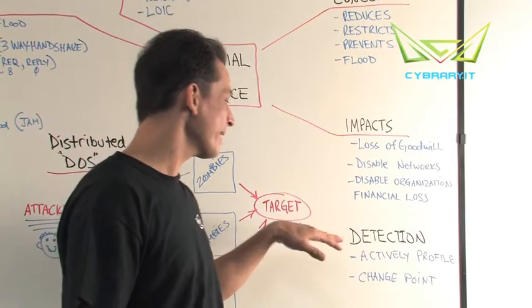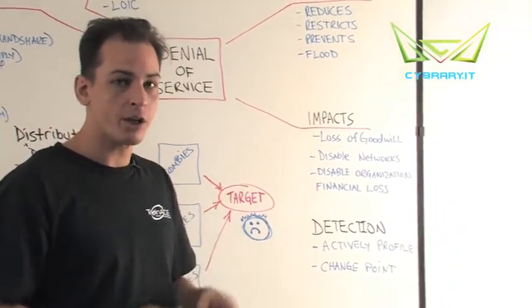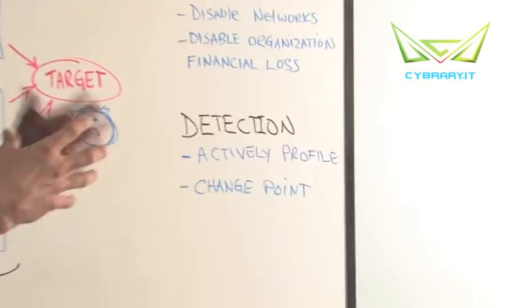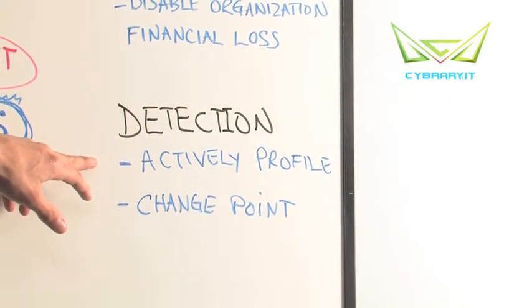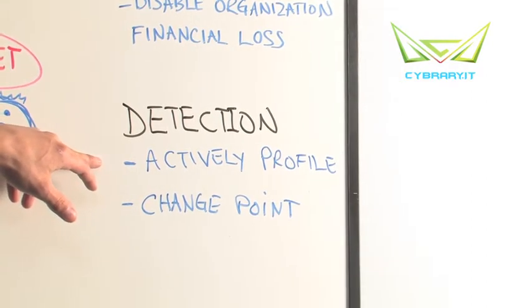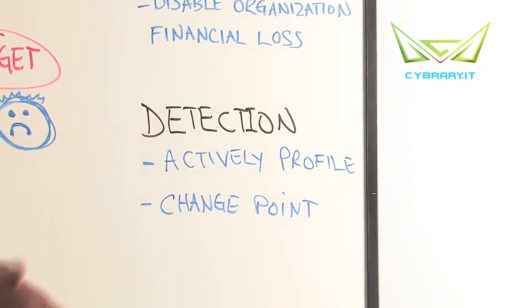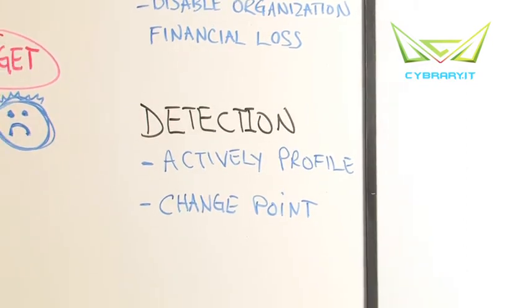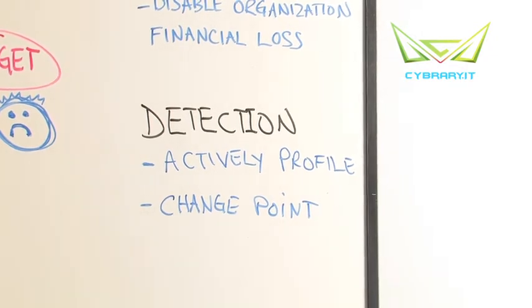The major ways in which we can detect this are actively looking for signs of botnet style traffic and actively profiling your networks. If you can find signs of that, hopefully you can prevent it before it happens. But if you can't prevent it, then your best effort is going to be to detect and correct as you go. Or change point analysis.